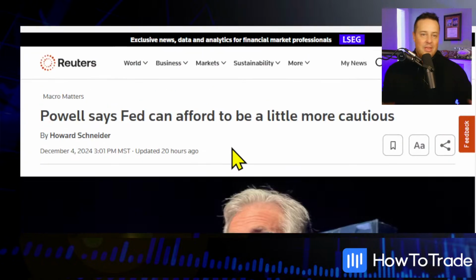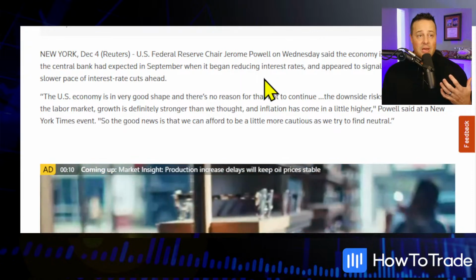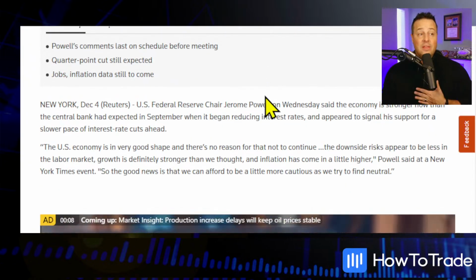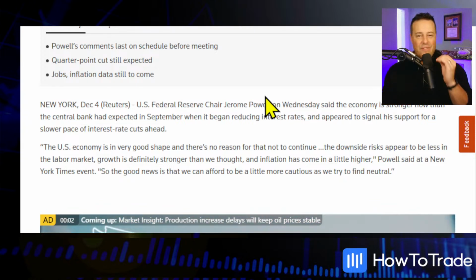I'm going to give you the key quote out of it, because there's really one quote here that tells me everything I need to know about Fed monetary policy and what's coming our way in the next year. Powell says the Fed can afford to be a little more cautious. What does that mean? It means they're not going to cut interest rates like you thought they were, like I thought they were. The U.S. economy, this is what he said right here.